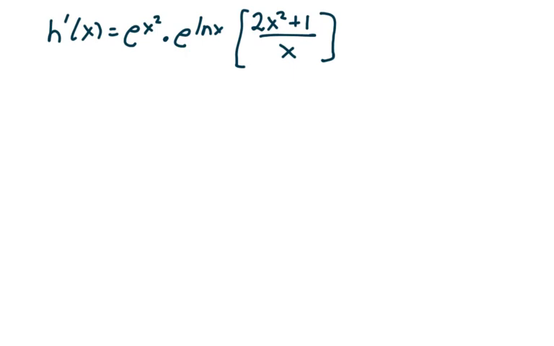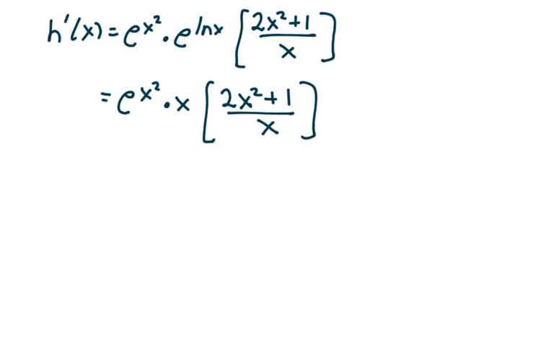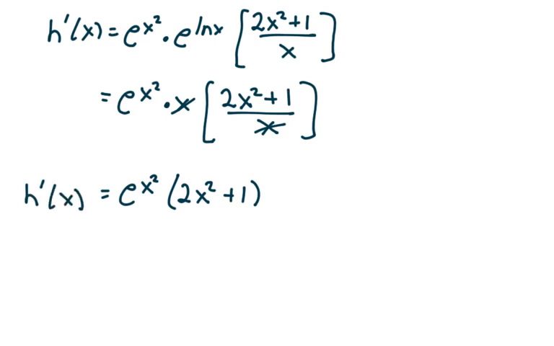And by context, x is greater than 0, right? And so this is e to the x squared times e to the natural log of x is x times 2x squared plus 1 divided by x. These x's cancel, and we get e to the x squared times 2x squared plus 1. And that's h prime of x. That's number 23.